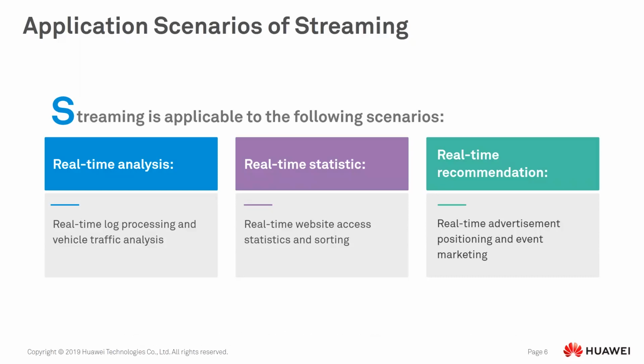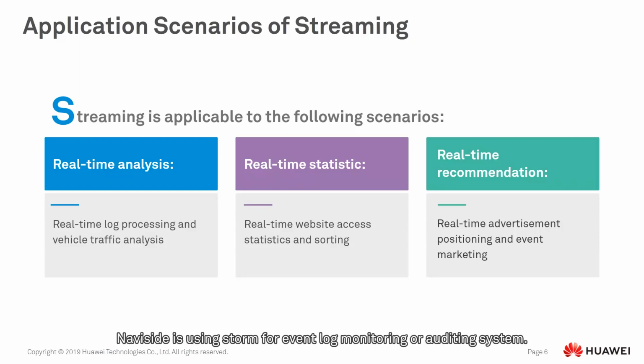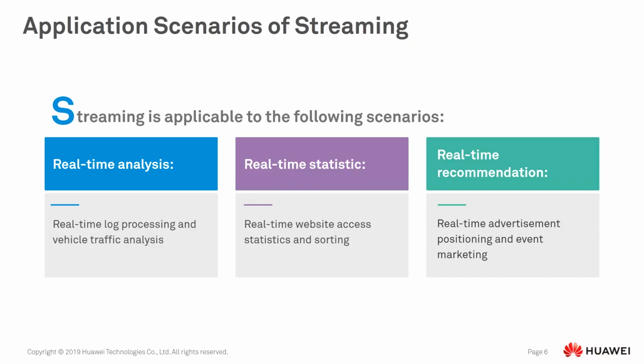There is another example. Navisite is using Storm for event log monitoring or auditing system. Every log generated in the system will go through the Storm. Storm will check the message against the configured set of regular expressions, and if there is a match, then that particular message will be saved to the database.